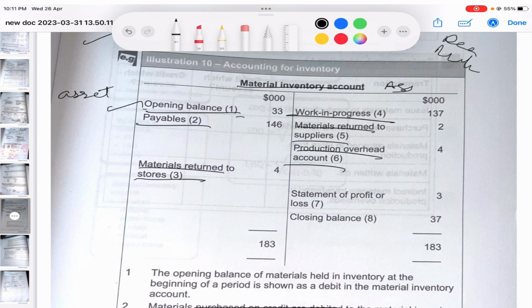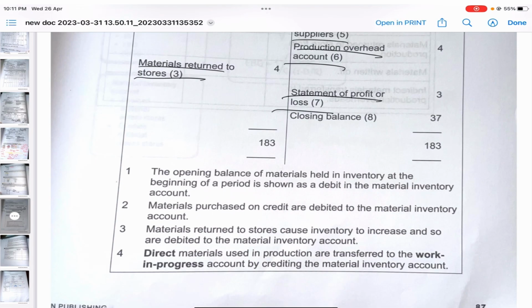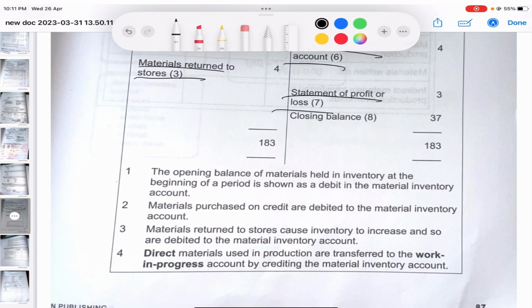Materials returned to the stores, when the production department returns the material back to the stores department, it will increase the inventory. Statement of P and L, which I will come to, and then the closing balance. Let's read the notes. The opening balance held in the inventory is shown as a debit balance. Materials purchased on credit are debited. Materials returned to the stores cause inventory to increase. Direct materials used in production, the direct materials which I am using in the production, are transferred to my WIP account, which is my work in progress account.